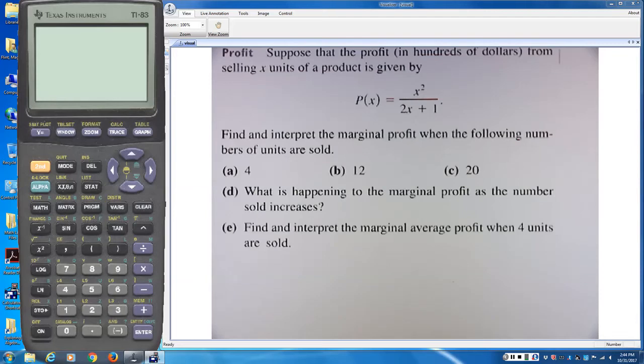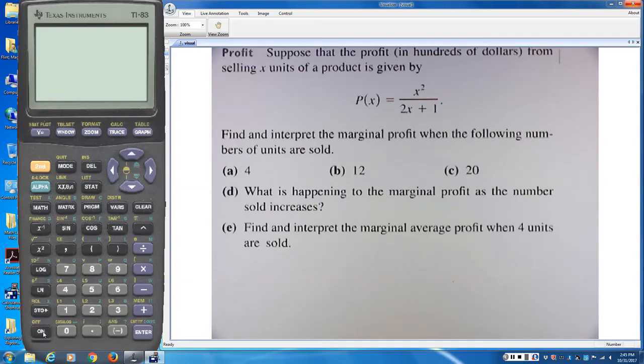Okay, in profit. Suppose your profit's given by this function. Find and interpret the marginal profit, which means the rate of change of profit when the following numbers of units are sold.